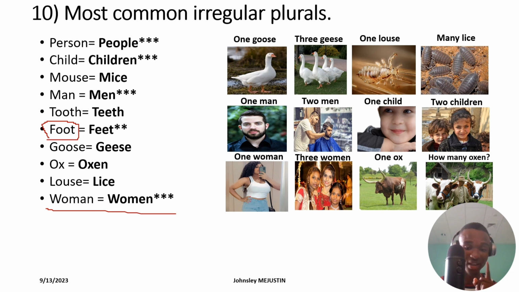Yes, this word ends in X. You do not say oxes. You don't say oxes. It's irregular. It's oxen. You need to memorize these. You need to memorize these words, you know? All right, so I believe that makes sense.